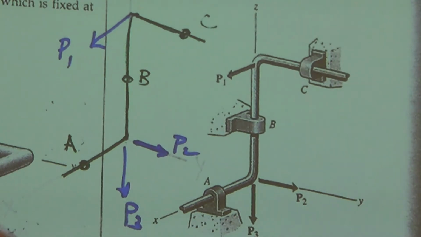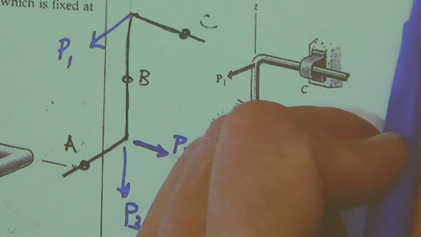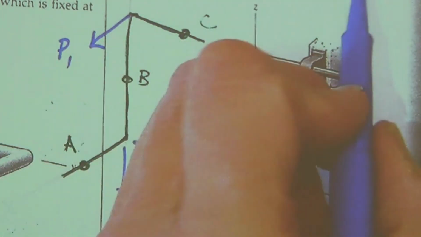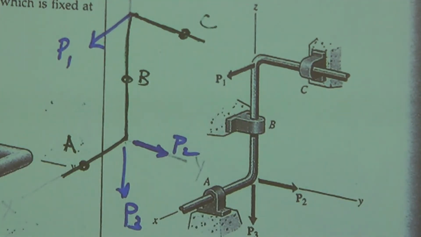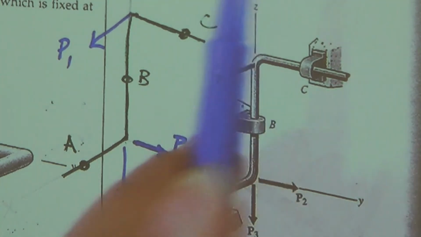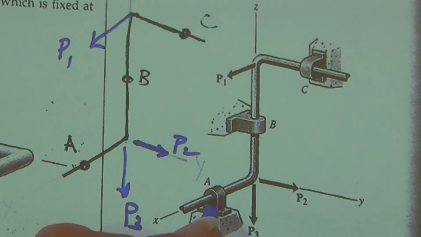Okay, now Chelsea, what is going on today? Let's read the words. The support at A is a journal bearing, and the support at B and C are ball bearings. So, what does a journal bearing resist? Go back in the packet pictures or the textbook pictures. What does it resist? Two forces.